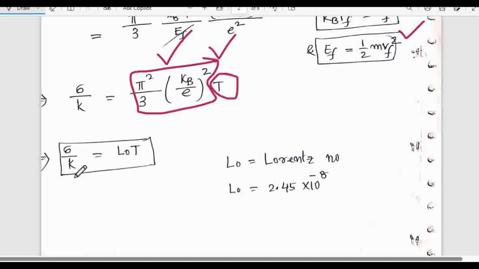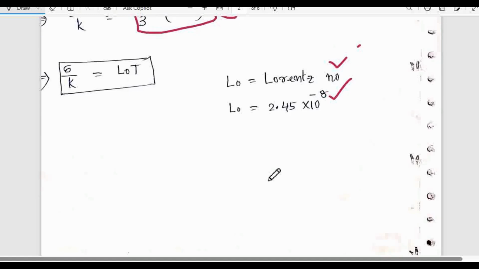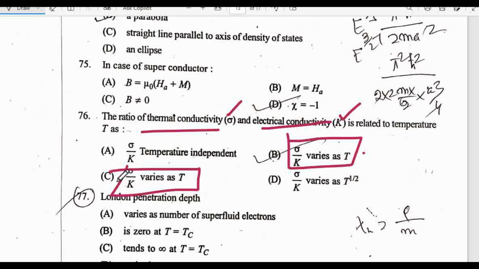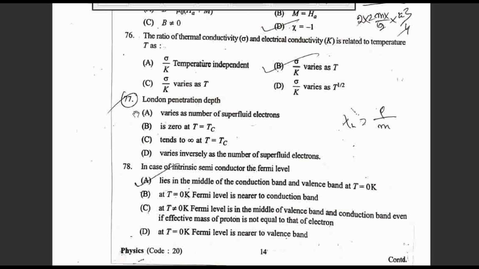So sigma by K equals L naught T, where L naught is the Lorentz constant and it has a value like 2.45 times 10 to the minus 8. I have ignored the units. So which option is correct? Option B and option C are both correct, and the actual answer key of SSB also mentions that both are correct. That was question number 76.